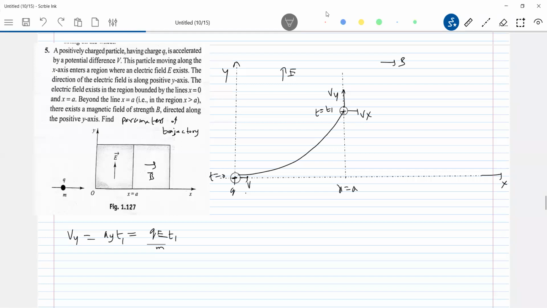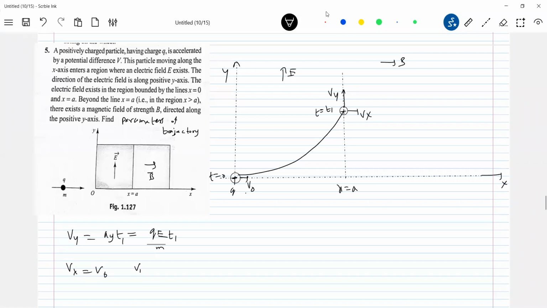Oh, potential difference. So let me assume V naught. Later on that V naught I'll bring in terms of potential. So Vx must be equal to V naught only because the electric field is along y. So what is the time T1? We can calculate time T1. V naught is equal to a by T1. So substitute this here. You'll get Vy is equal to qE by m times T1, which will be a by V naught.